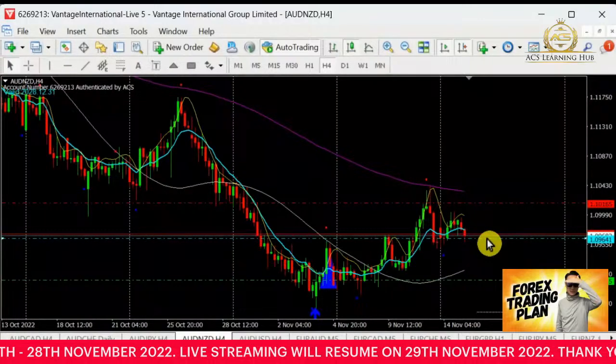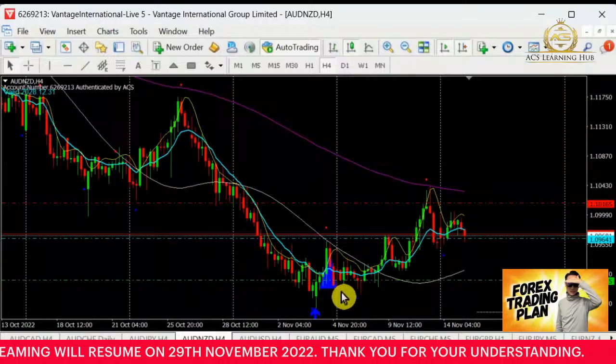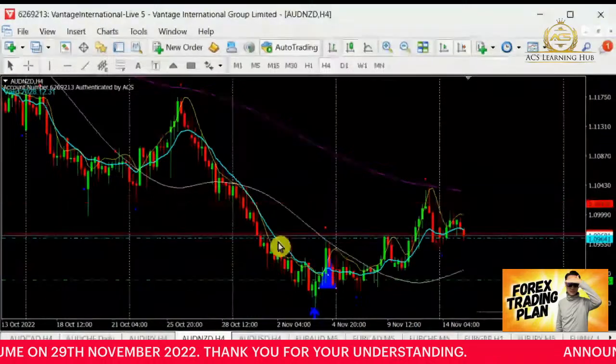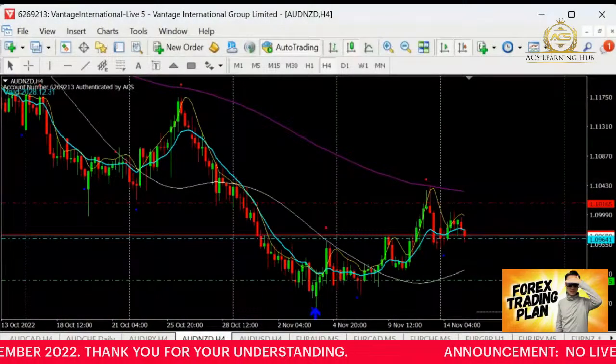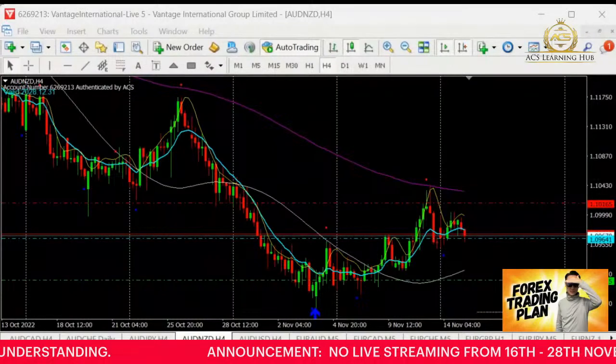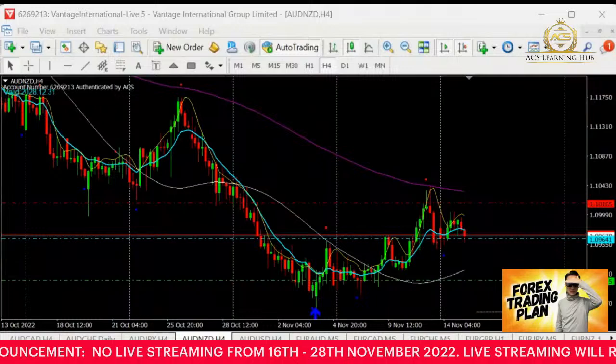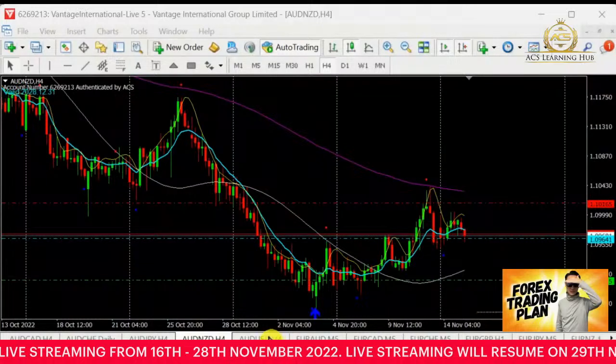So let's take a look. If this is going to break the support over here, right, then I will be taking a selling trade, okay? So Aussie Kiwi, yes, I'm going to put Aussie Kiwi into my selling list, right? Aussie Kiwi over here, yes.